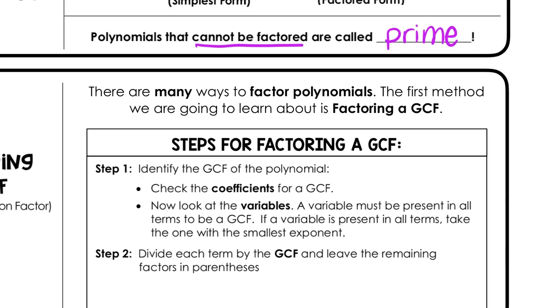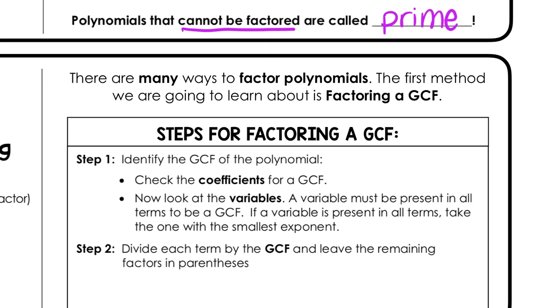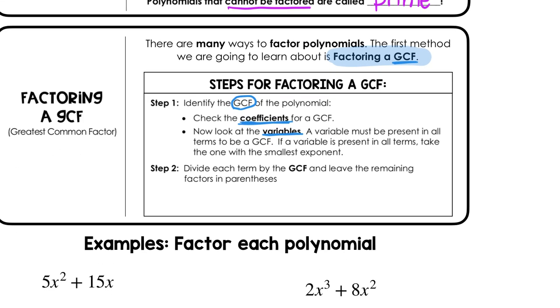Okay, so here's the steps for doing this. Again, this is called factoring out a greatest common factor, or we can use GCF for short. So the first thing you need to do is identify what the GCF is. There's a couple things you're going to look for. You're going to look at the numbers, the coefficients, which means the big numbers, and then you're going to look at the variables. So let's go ahead and do our first example right now so you can see how to do this.